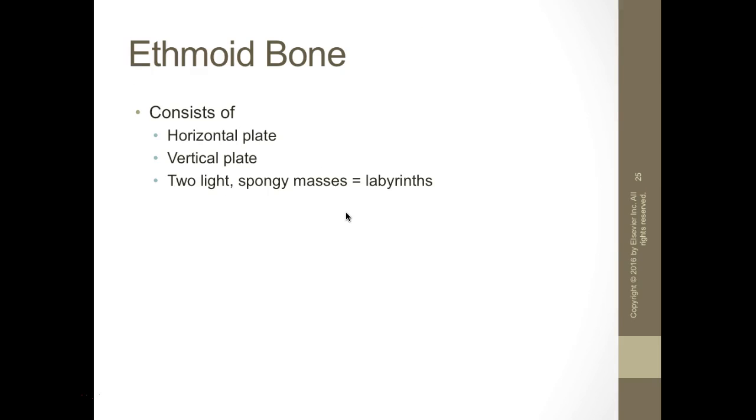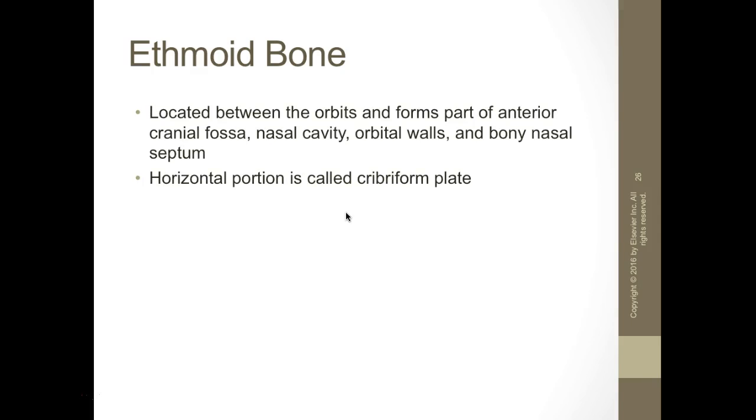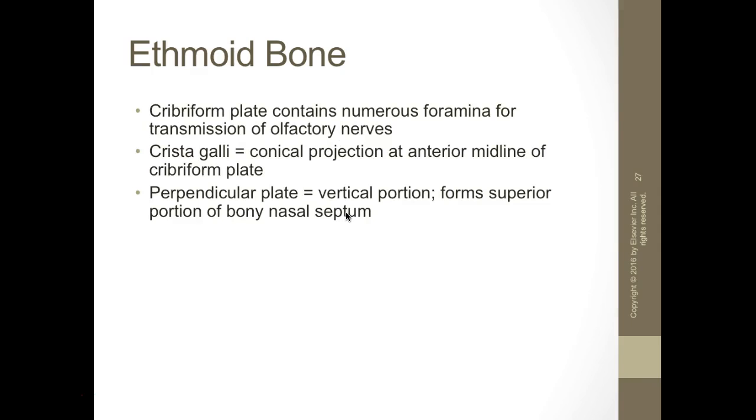All right, so let's talk about your ethmoid bone. It consists of a horizontal plate, a vertical plate, and two light spongy masses called labyrinths. It's located between the orbits and forms part of the anterior cranial fossa, nasal cavity, orbital walls, and bony nasal septum. So the horizontal portion of the ethmoid bone is called the cribriform plate. The cribriform plate contains numerous foramina that transmit your olfactory nerves.